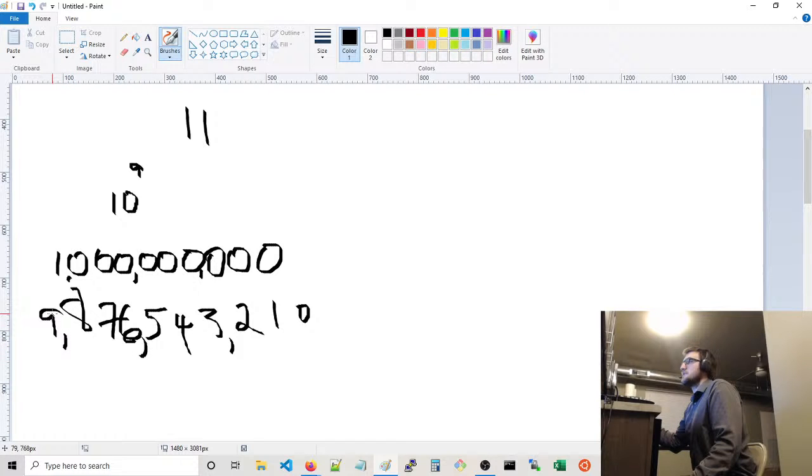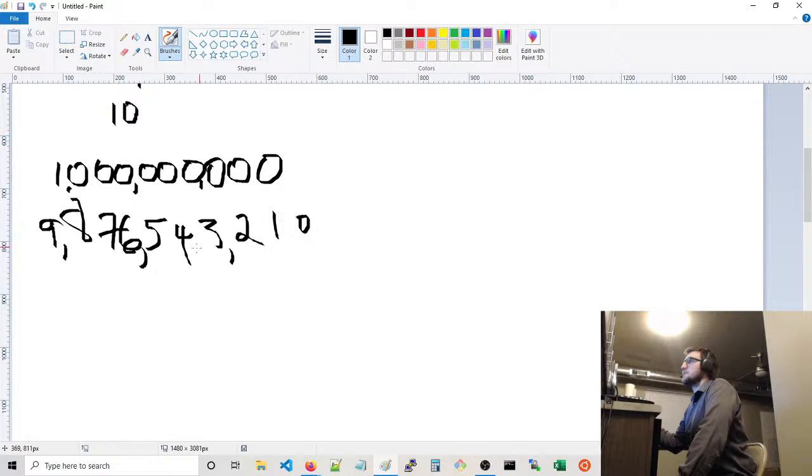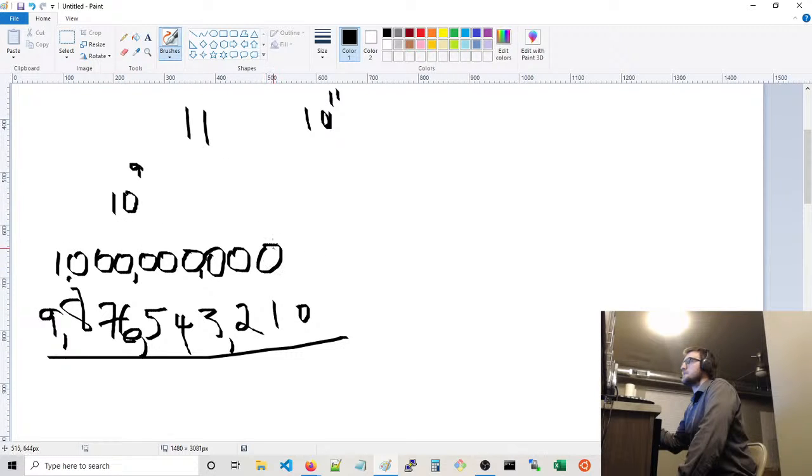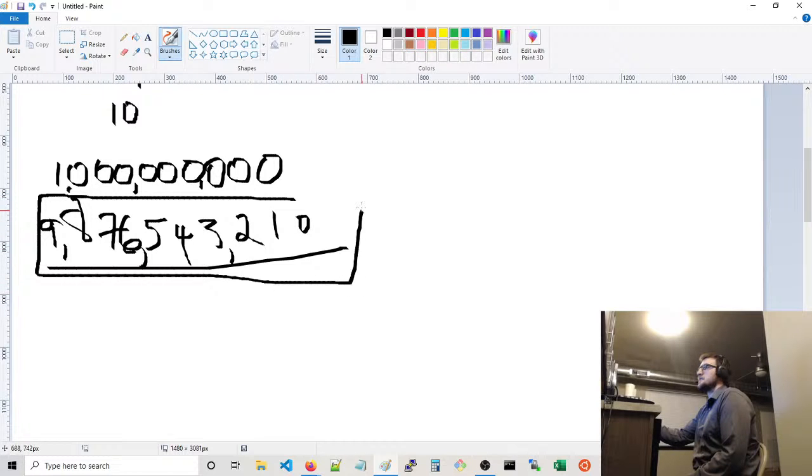But once you get past this point, and you actually don't need to go past 10 to the 11th, you don't need to go all the way to 10 to the 11th. Anything over this number is not going to be unique. So all the numbers with unique digits are less than or equal to this number. This is the largest one.